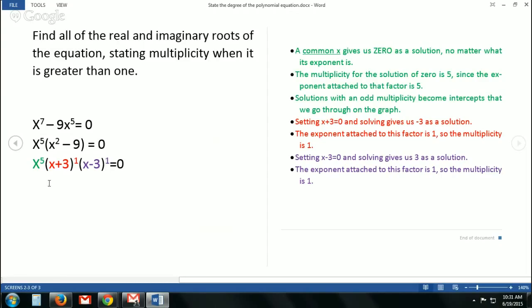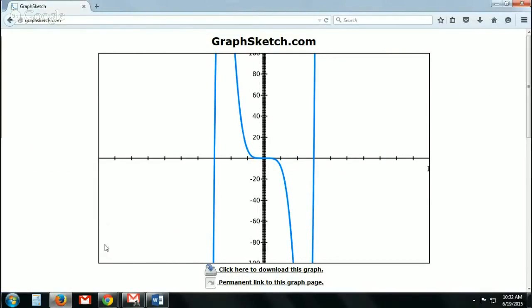Look at our multiplicities again for this problem. 5 was the multiplicity for 0 as a solution. 1 was the multiplicity for negative 3 as a solution. And it was also 1 as the multiplicity when positive 3 was our solution. All of these have an odd multiplicity. So if we look at a graph, we would expect for the picture to go through each of the x-intercepts. Let's see if that's true at graphsketch.com.